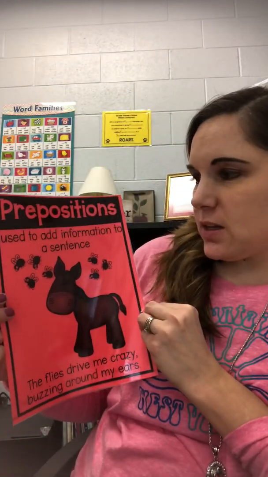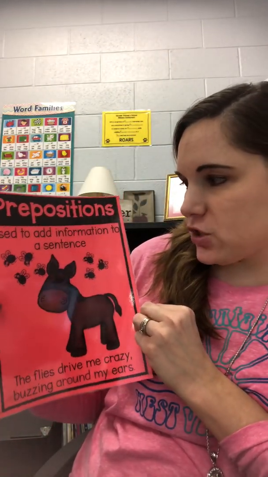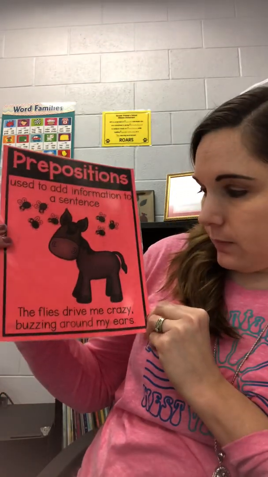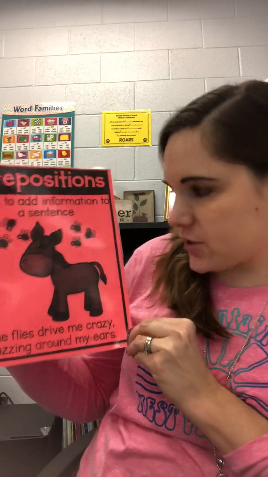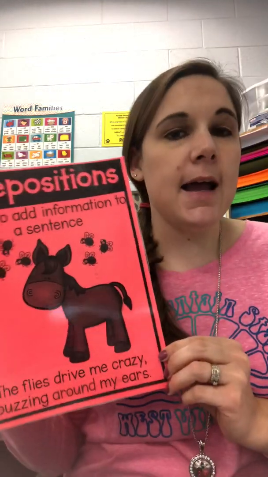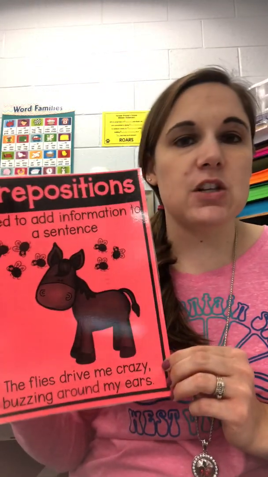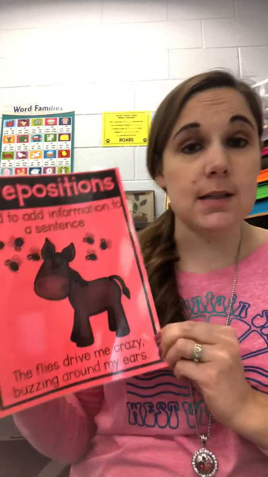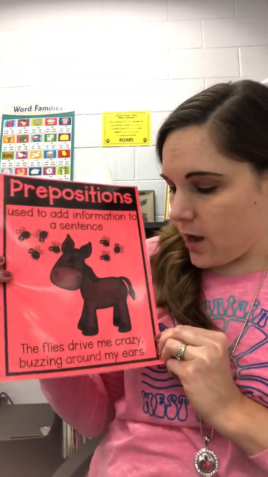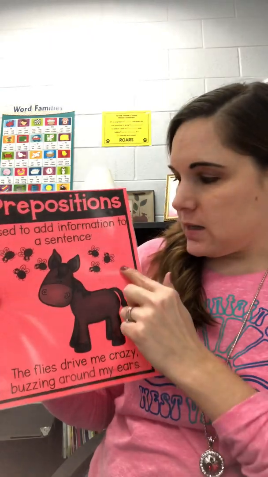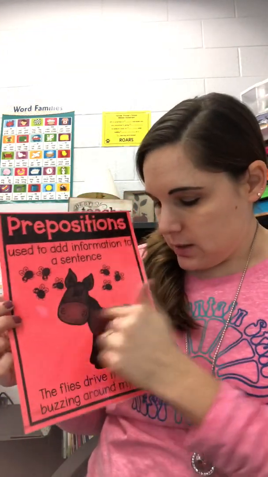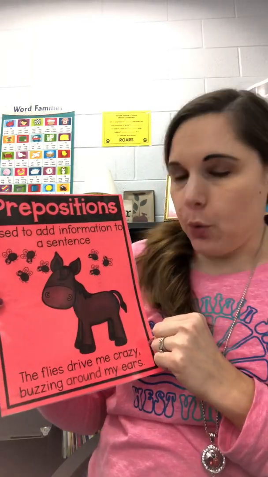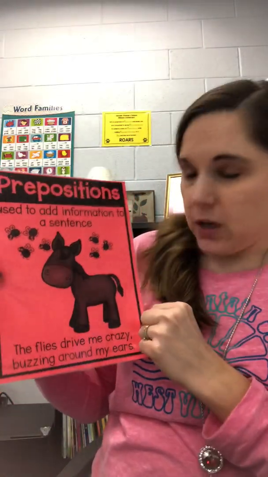A preposition is a word used to add information to a sentence. The flies drive me crazy, buzzing around my ears. So boys and girls, I sometimes like to use the location words as preposition words. Around is the preposition in this sentence because the flies are going around the donkey's ears, okay, or horse, whichever we want to call it.